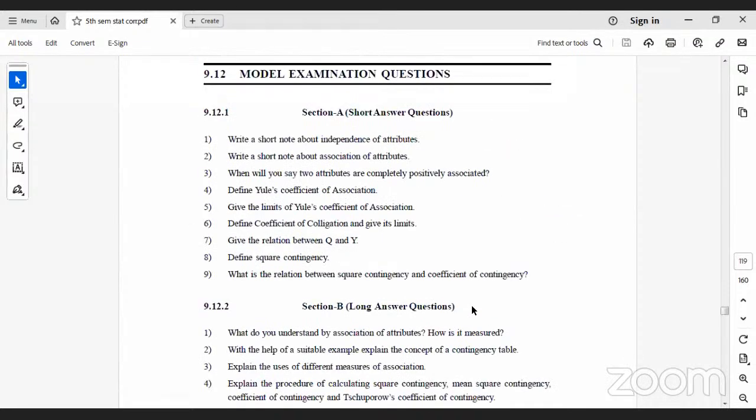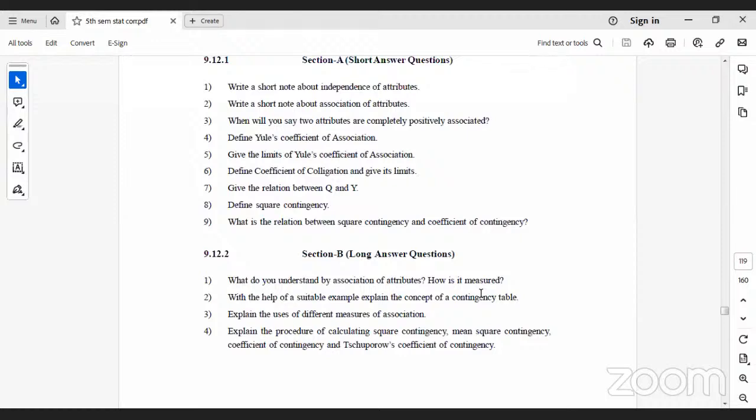Students, most important long answers: give a suitable example of a contingency table. Explain the use of different measures of association. Procedure of calculating square contingency, mean square contingency.